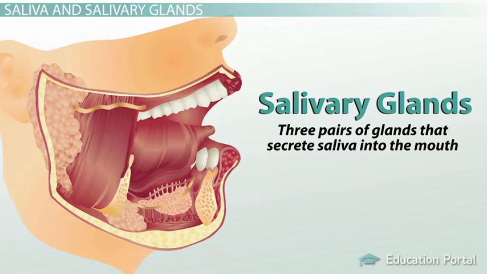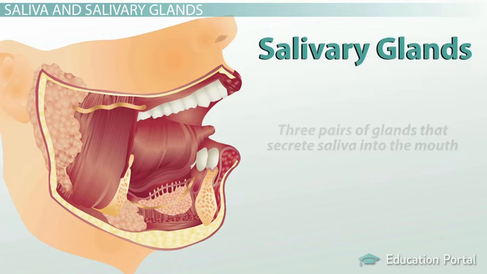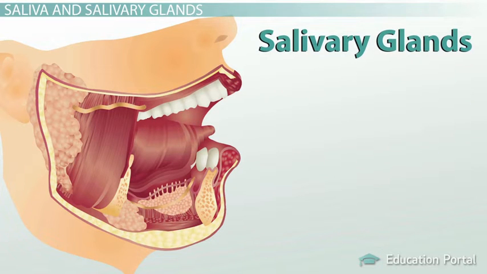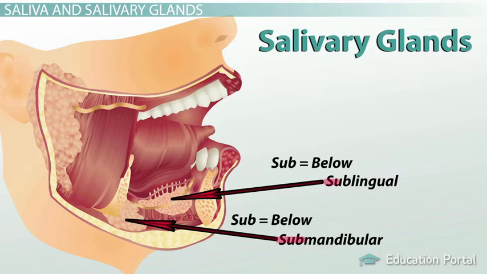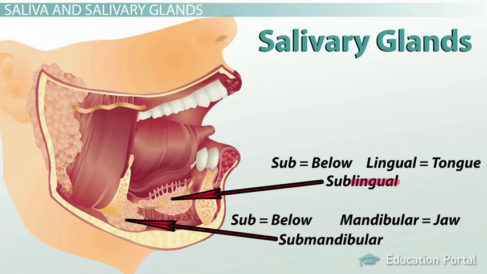These paired glands are found surrounding your mouth, and 2 of the paired glands are found at the floor of the mouth. They are the submandibular salivary glands and the sublingual salivary glands, as shown here. We see that the prefix sub means below. The word mandibular means jaw, and the word lingual means tongue. So these pairs of salivary glands are named for their location below the jaw and tongue.